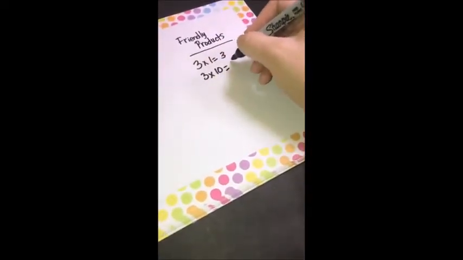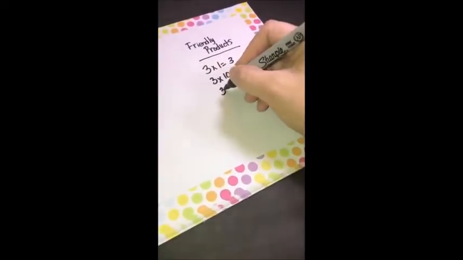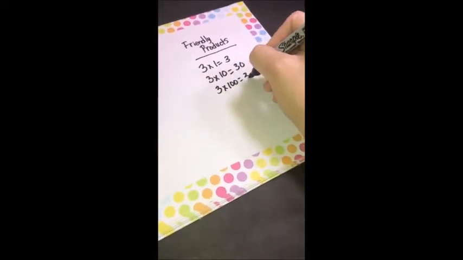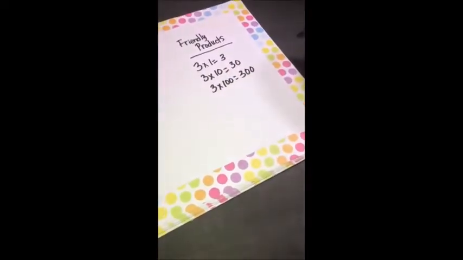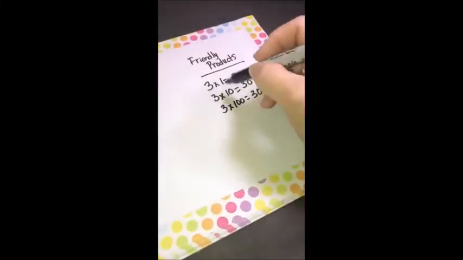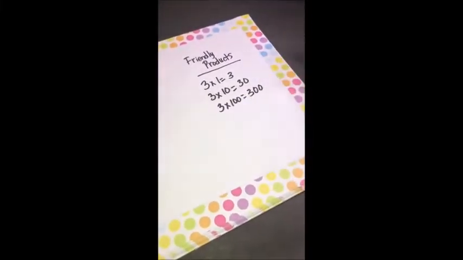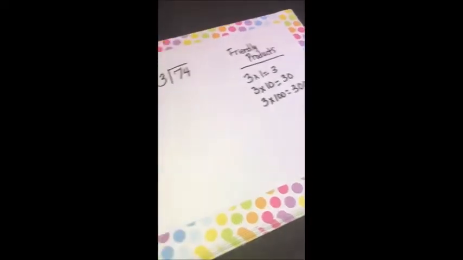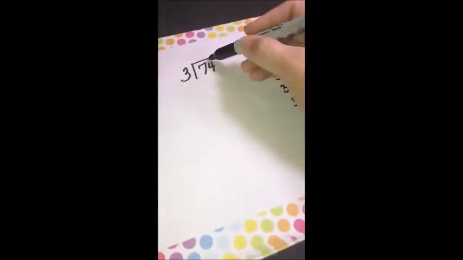3 times 10 is 30. 3 times 100 is 300. And I could probably get started with those because I'm seeing that if I take 3 and multiply it by 10, I get 30. And I can use that to help me solve this problem.